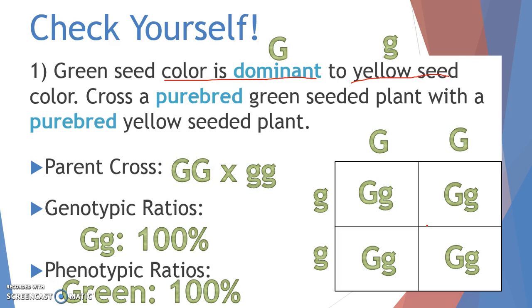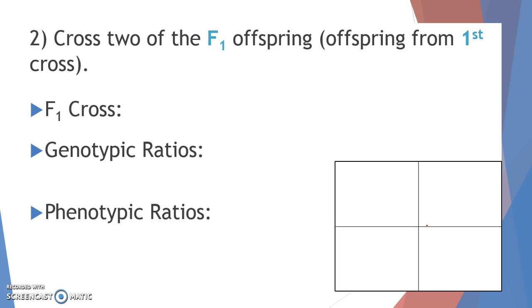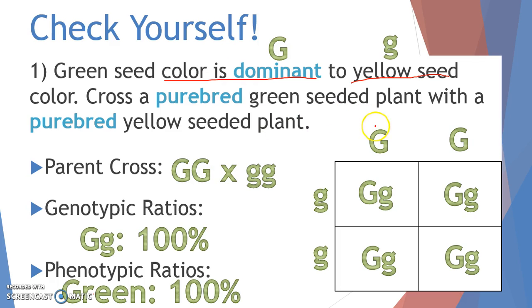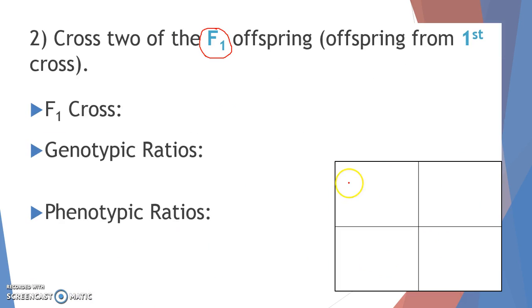Now, the second part of this problem is problem 2. The reason that you have this is because a couple of your worksheets are going to ask you to cross the F1 offspring. Anytime you see F1 offspring, it means the offspring from the first cross. So let's go back to the first cross. If we look, all of the offspring in here are the same. The only time a problem is ever going to ask you to cross 2 of the F1 offspring, that's a clue to you that all of the offspring need to have the same genotype.